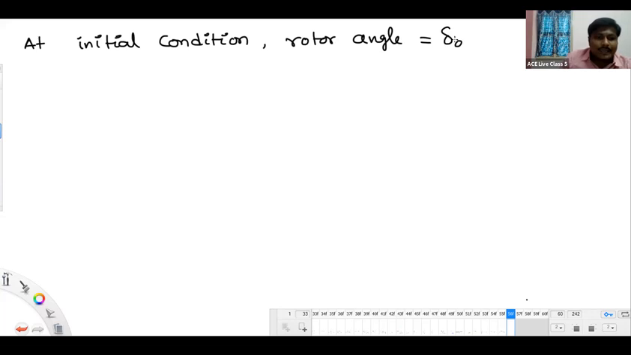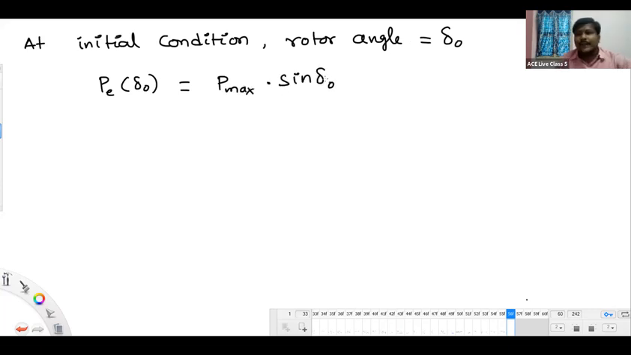With that rotor angle delta naught, what is the electrical power? What is that electrical power P of delta naught now? That is nothing but P maximum sin delta naught. Simple. Next. Look here, all of you.